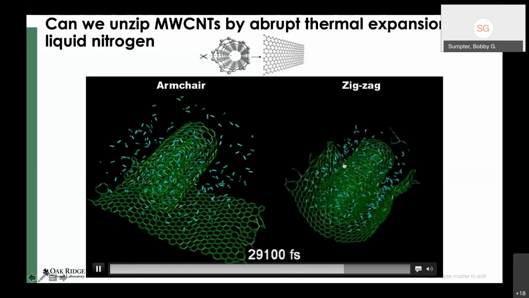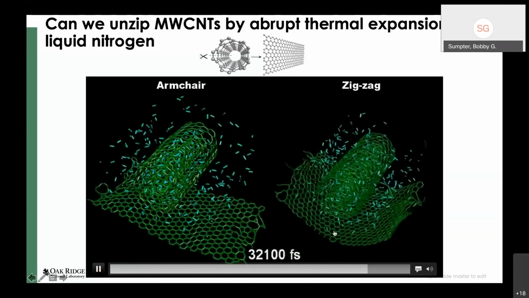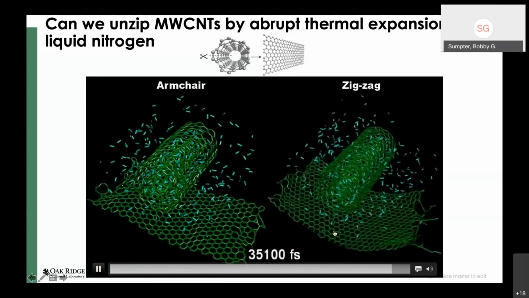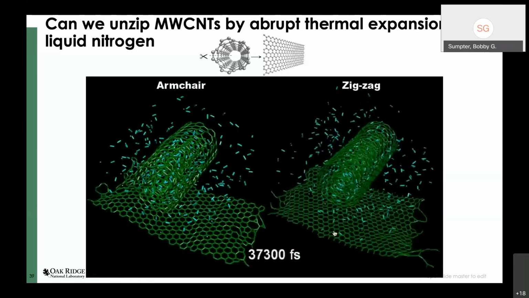Now the zigzag comes undone. And this has been experimentally validated, and we developed an understanding of the process and how that can be scaled up to generate larger quantities of controlled width nanotube or graphene from carbon nanotubes. Just another example of what you can do.